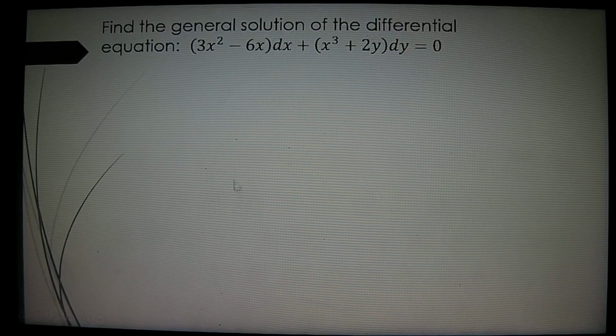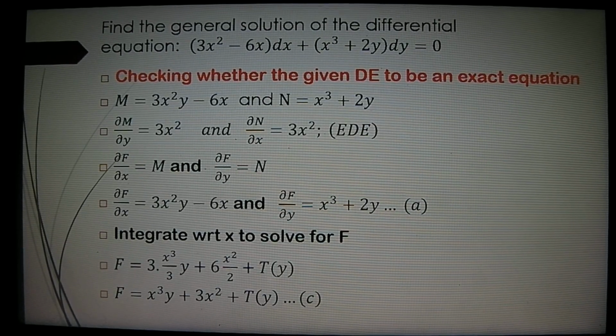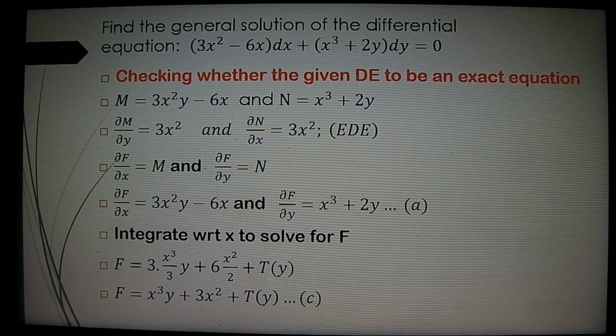In the second example, we have to find the general solution of the differential equation. Again, we have to check whether the given DE is exact. So this M will be in terms of y, wherein x is constant, so you have 3x squared. That will be the derivative. While in x cubed + 2y, 2y is constant, so therefore you have 3x squared. So they are an exact differential equation.